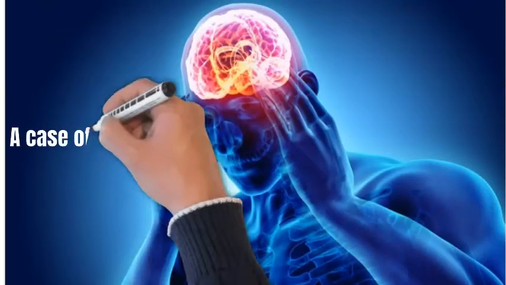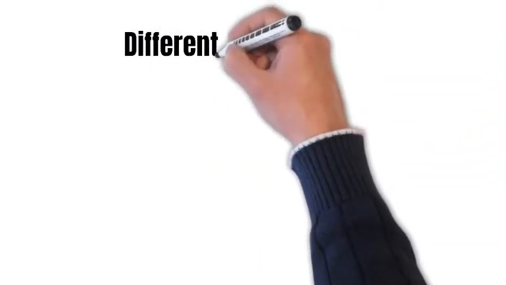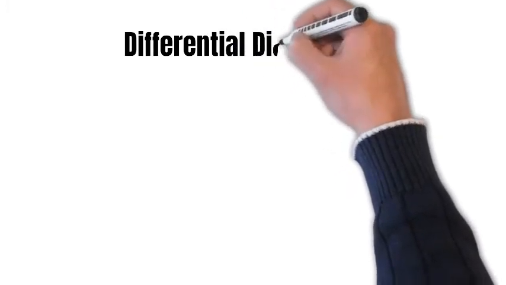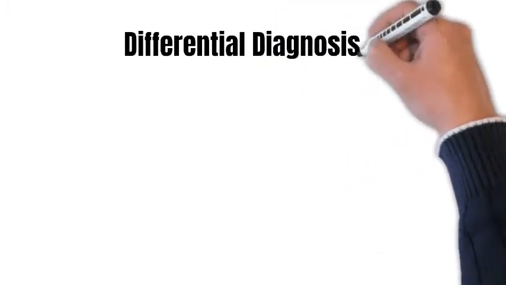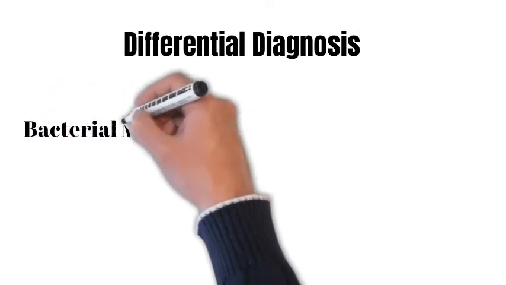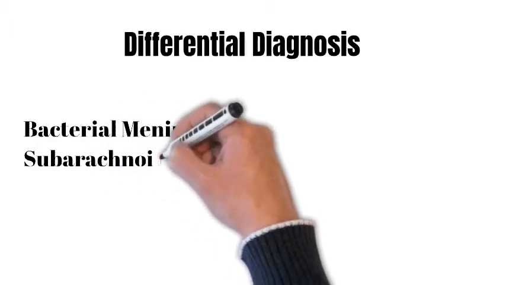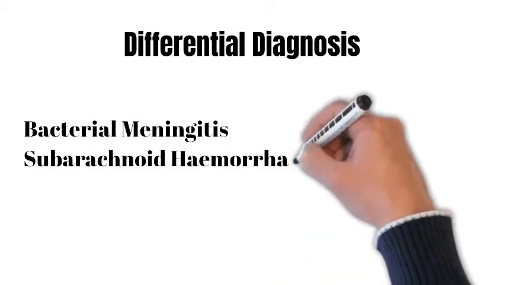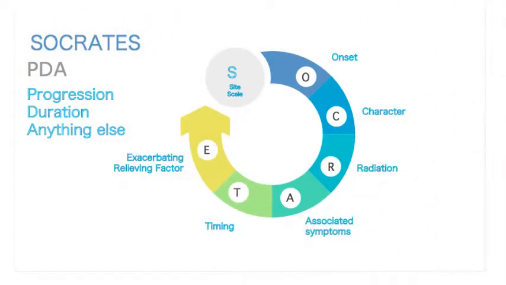You have been given a case of a student presented with headache and rash. Regarding differential diagnosis, make a quick list of possible causes of a given presenting complaint, and ask questions to rule in or out the possible differentials. As in this case, bacterial meningitis, subarachnoid hemorrhage, and migraine are the top differentials in our list. For headache, it is better to ask about pain using SOCRATES PDA site.